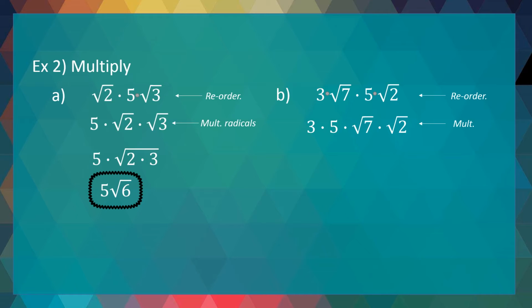In front, we have 3 times 5. We know 3 times 5 is 15. And the radicals, because they have the same index, can live under a single radical as 7 times 2. Now looking under the radical, we want to see if we can simplify and pull out any sets. Notice there are no sets to be pulled out, so our final answer is 15 square root 14.